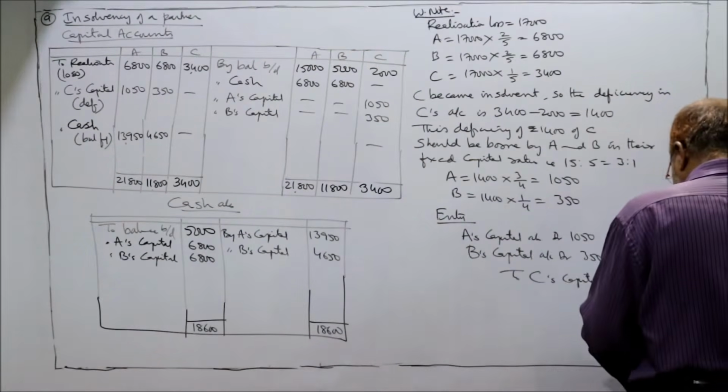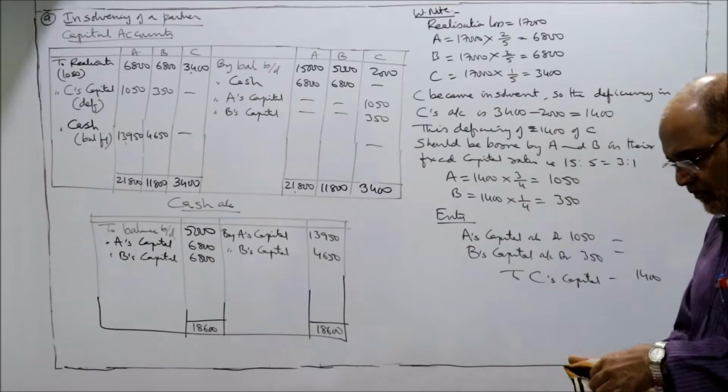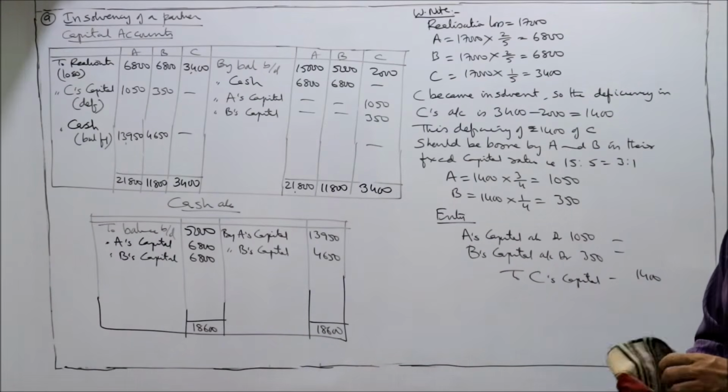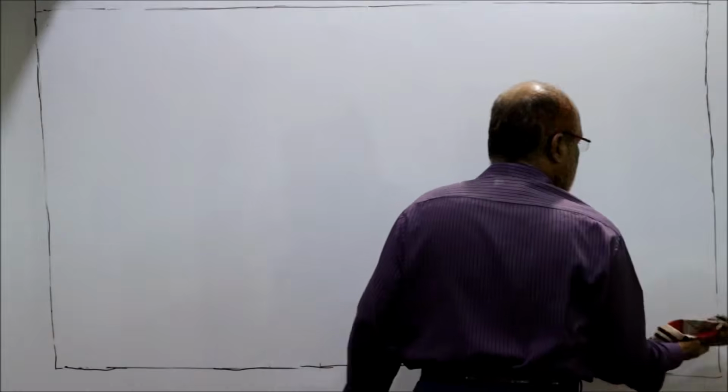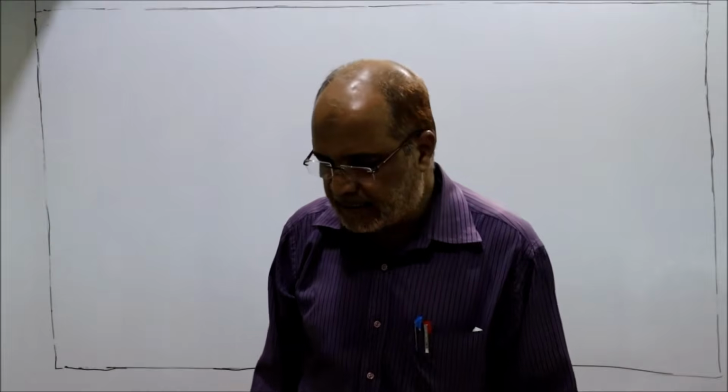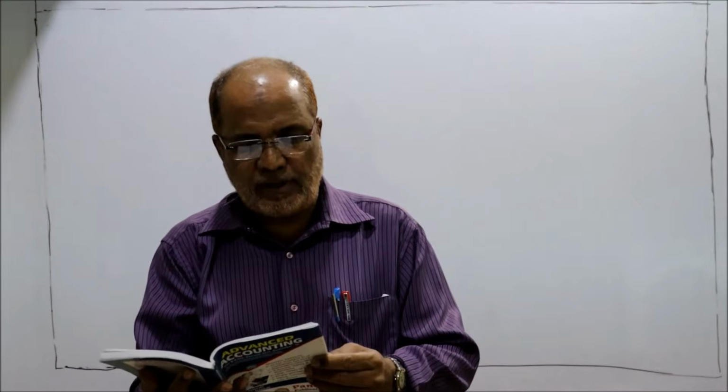So this is a problem on insolvency of a partner. First problem we have done on insolvency. Now take a pause and then complete it. Now we'll come to problem number 10. 10th problem, you see carefully.